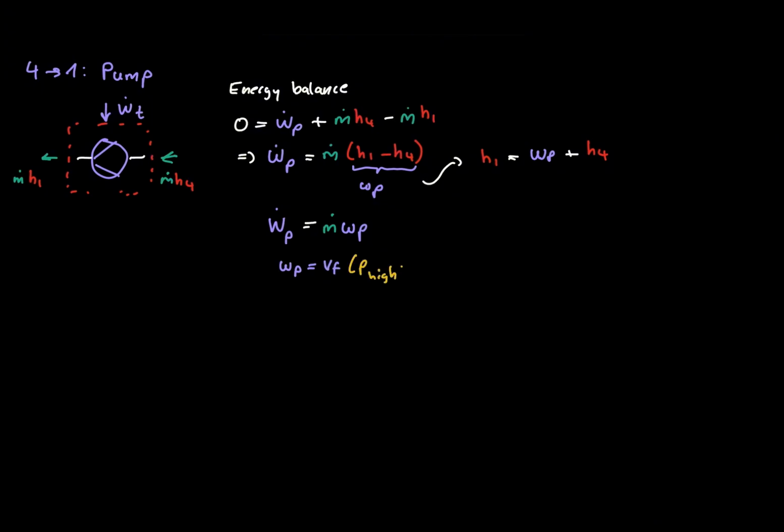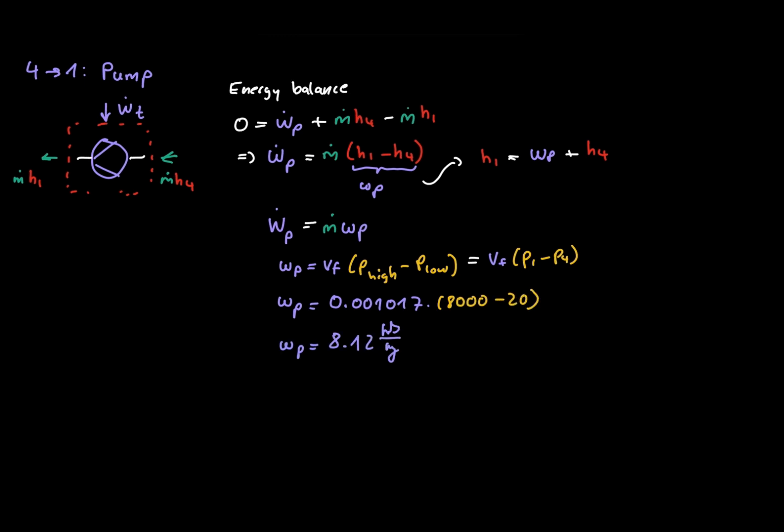Now, for liquids, we approximate the pump work using WP equals V times delta P. This works because the specific volume of a liquid is nearly constant.